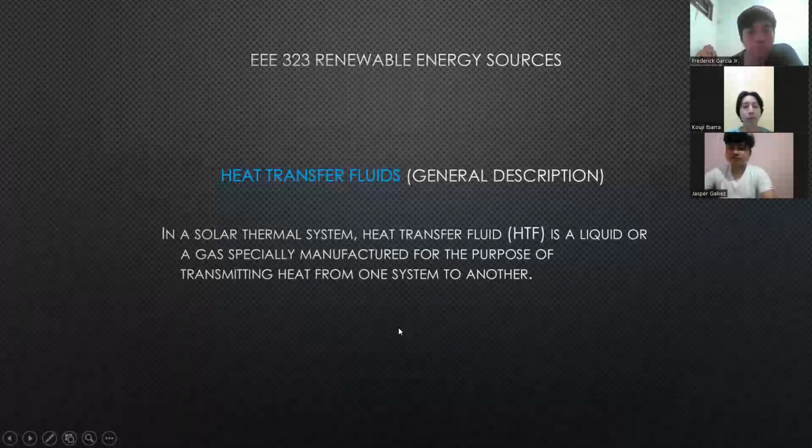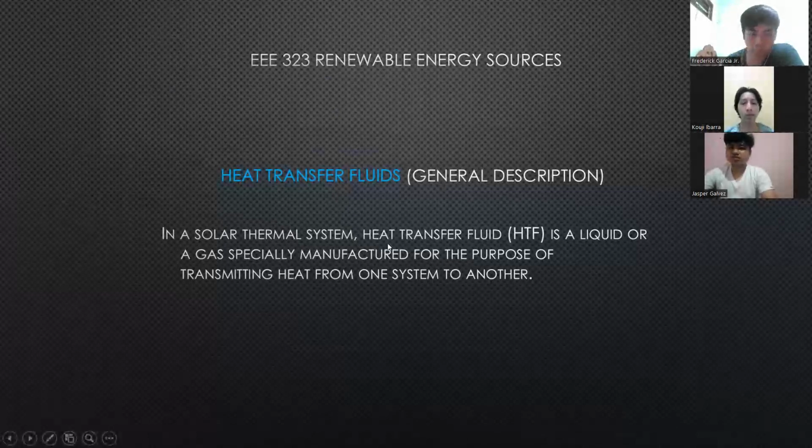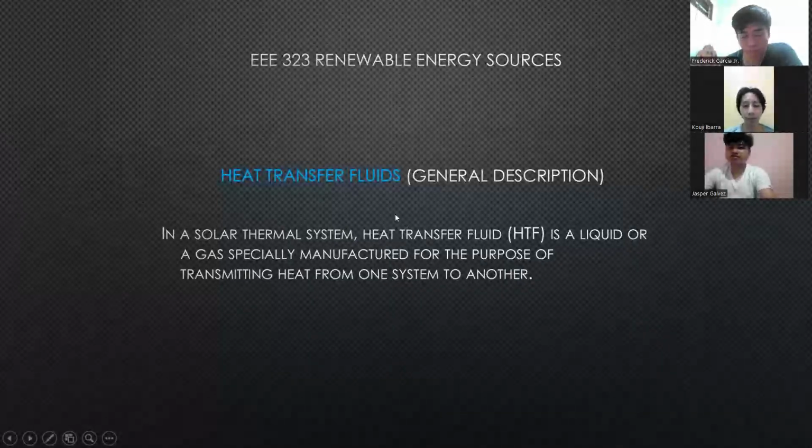So heat transfer fluids. In a solar thermal system, heat transfer fluid or HTF is a liquid or a gas specially manufactured for the purpose of transmitting heat from one system to another.